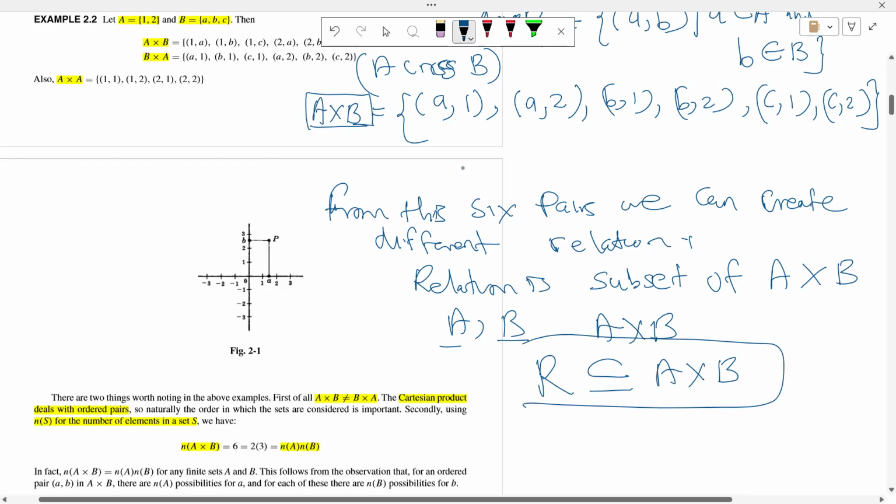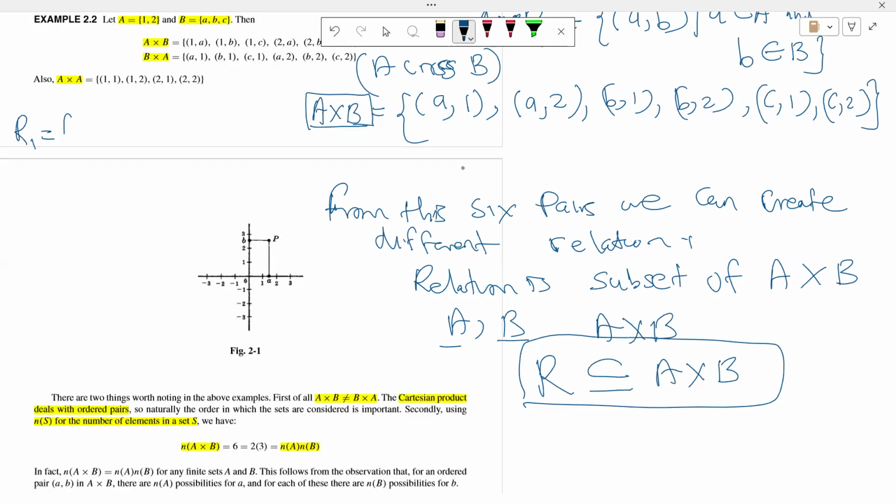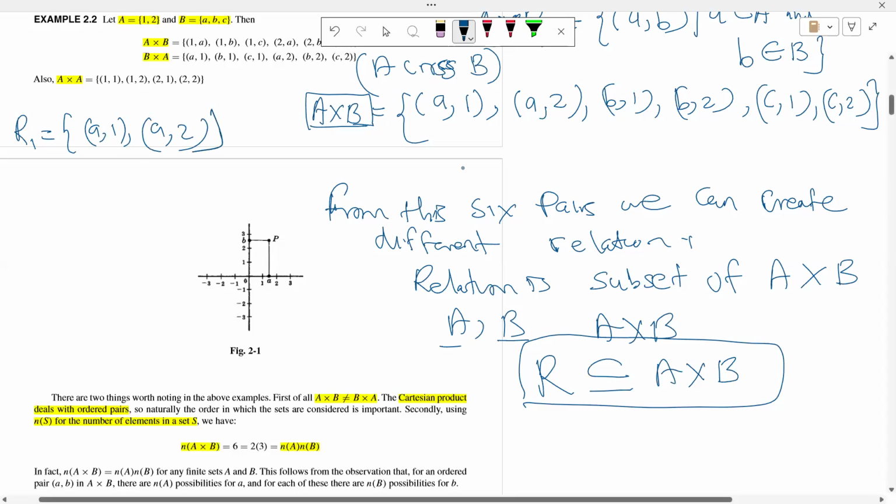Relation means a subset of A cross B, right? So for this scenario, I can create one relation R1 with (A,1) and (A,2). This is one relation. Someone can create another relation: (A,1), then (B,1), then (C,1). It's up to you. You can create different relations.